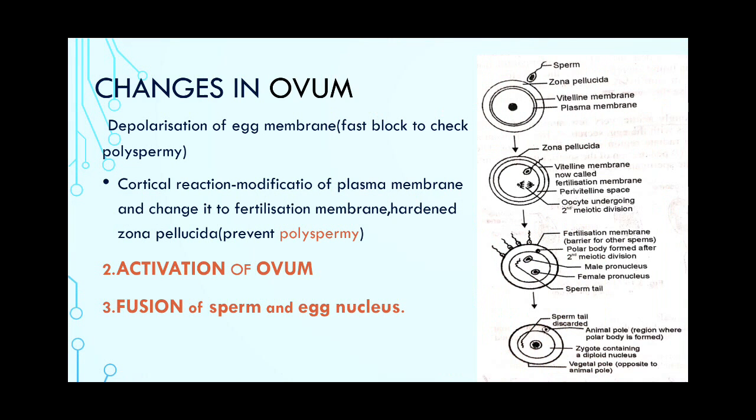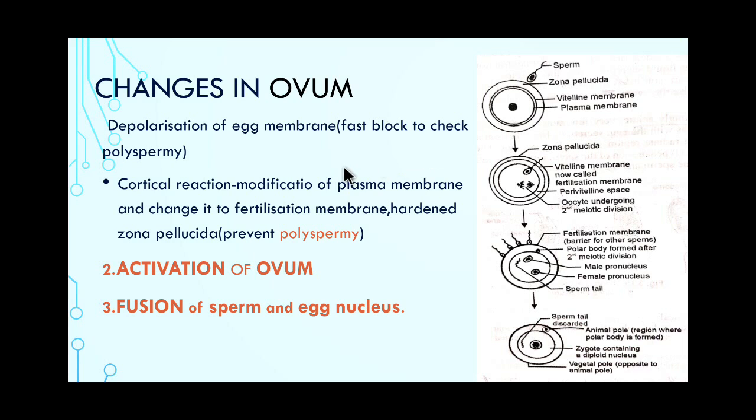Now next, what are the changes which occur in the ovum? After the acrosome reaction, the sperm head comes in contact with the fertilization cone, which triggers a weak depolarization of the membrane and a calcium ion wave inside the sperm. The sperm and egg membranes dissolve in the region of contact. Here you see how these changes are occurring. Depolarization of the egg membrane is an important one. When the sperm binds to the egg, it induces depolarization, which causes a fast block to polyspermy. That is, it checks additional sperm from joining the egg plasma membrane.